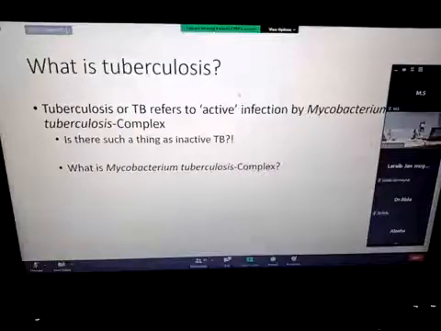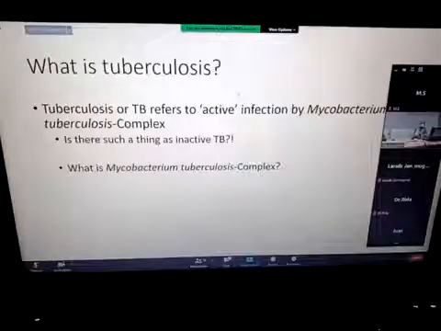So let's see, what is tuberculosis? Tuberculosis is an active infection, which means it is the disease condition of having an infection by Mycobacterium tuberculosis complex. So what do you understand by the two main things that we've talked about? When we say active, that means there must be something which is inactive at this point. So when we say inactive TB, it refers to having the Mycobacterium tuberculosis bacilli inside the body, but they are not manifesting or causing a disease process.